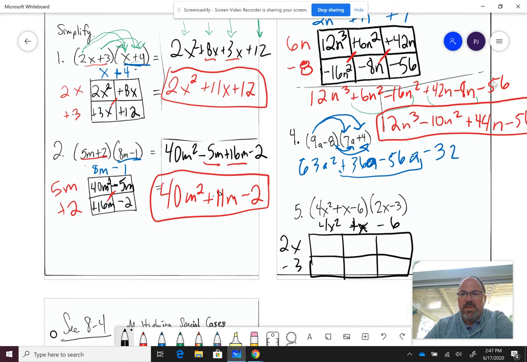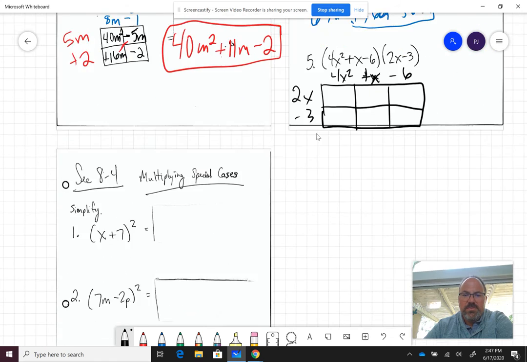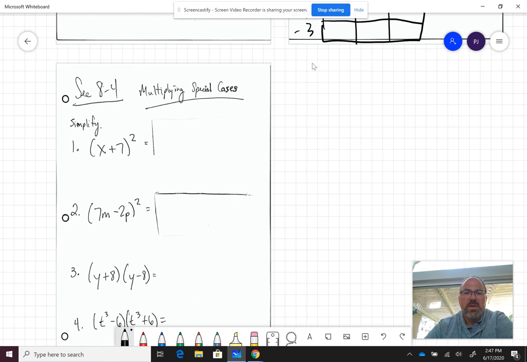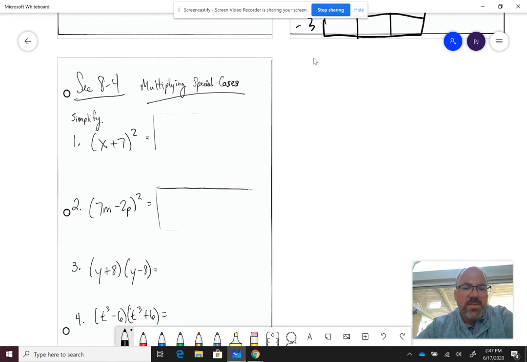Okay, let's see. I feel like there's something else. Special cases. All right, so what happens if you see this? x plus 7 to the second power. That doesn't mean distribute the second power, the squared, to the x and to the 7. That won't get you the right answer. What this is saying is you have to take this term, x plus 7, and write it that many times. So it's x plus 7 times x plus 7.